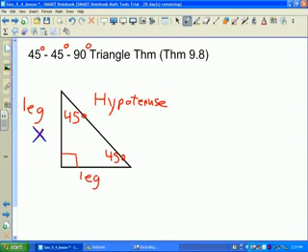William Gettinger, report to the art room. William Gettinger, please report to the art room. Sorry about that. You know, those announcements.